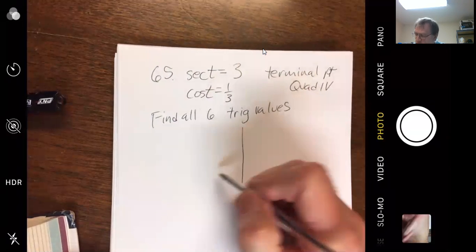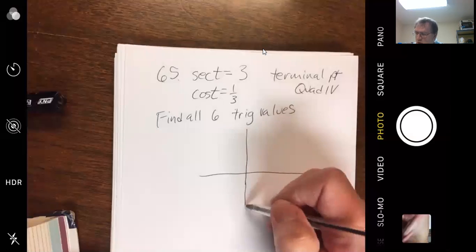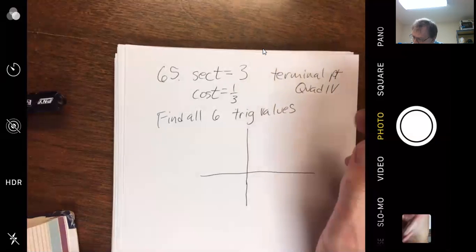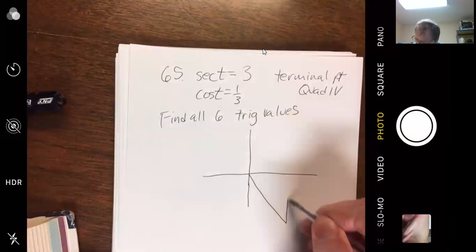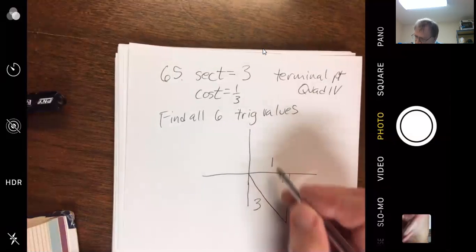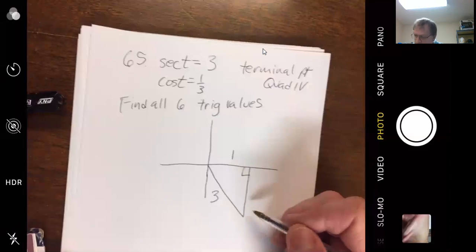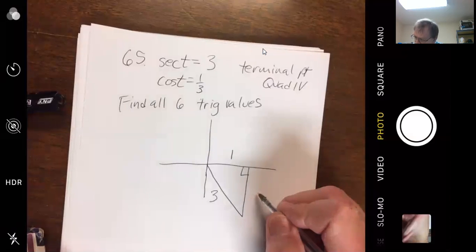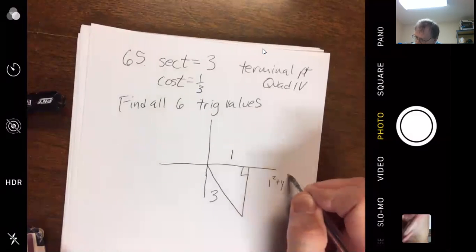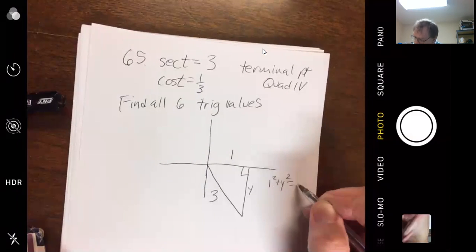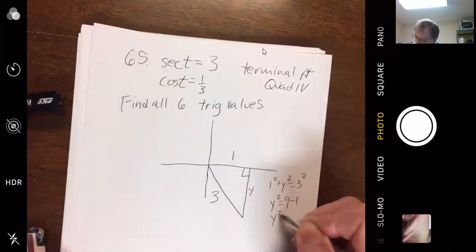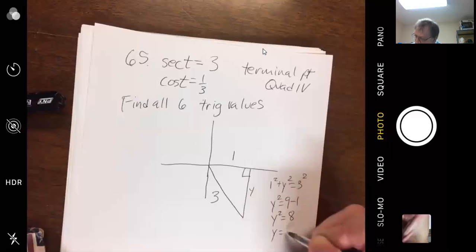Well, you could do it from a unit circle with a cosine of 1/3, radius of 1. Then you'd have nasty fractions. So I just prefer to do it from, you're in quadrant 4. Cosine is 1 over 3, adjacent over hypotenuse. You're going to have 1 squared plus y squared equals 3 squared. 9 minus 1, y squared would be 8. So y is going to be -√8.